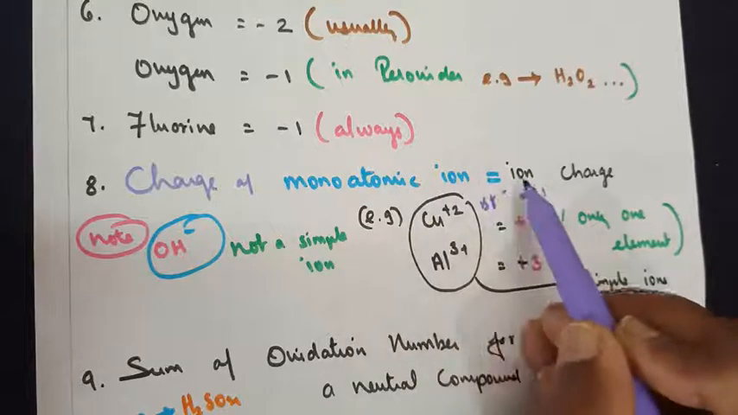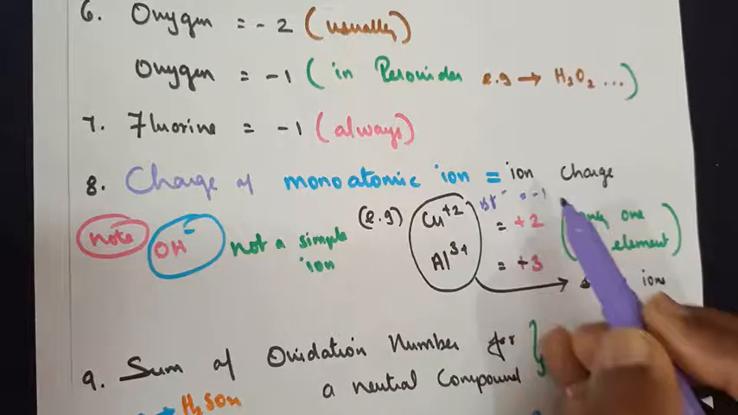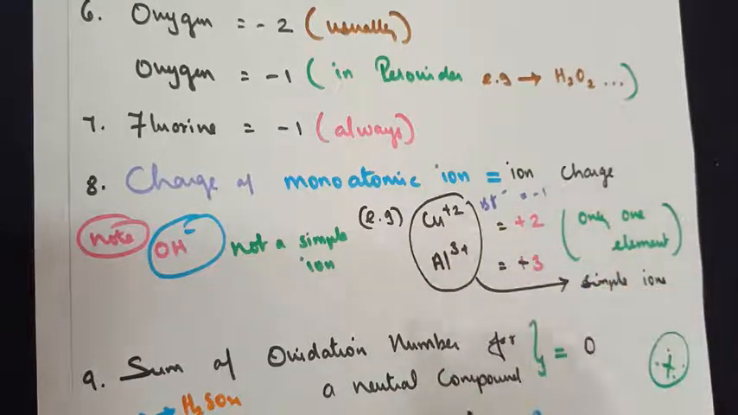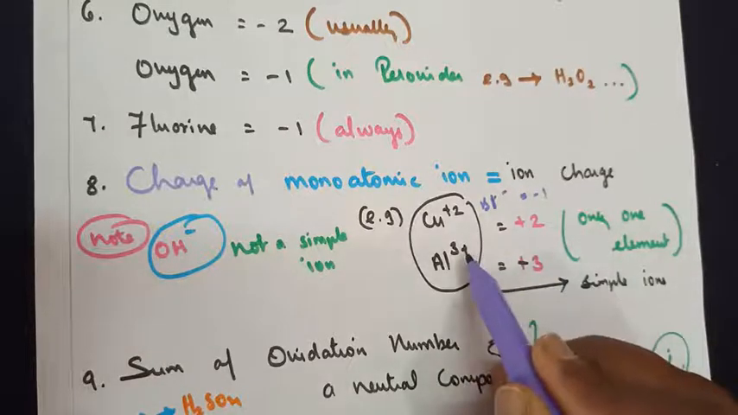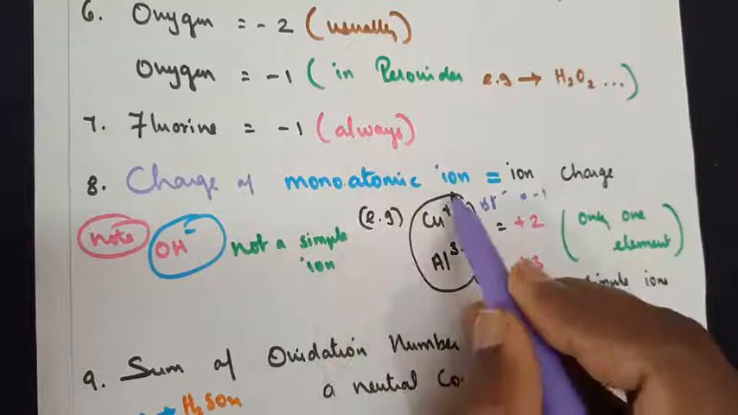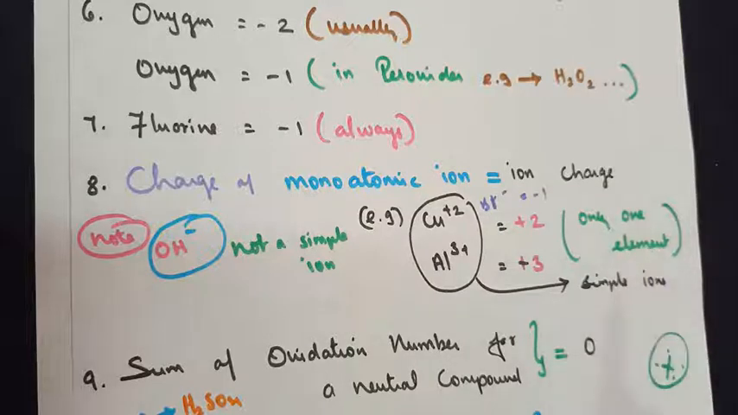Their charge is equal to the ion charge. If -1 is the charge, the overall charge is also -1. Cu2+, the charge will be +2. Al3+, the charge will be +3. Now they are also called a simple ion. Simple ion or monoatomic ion, they have the same meaning. They are made up of only one type of element.